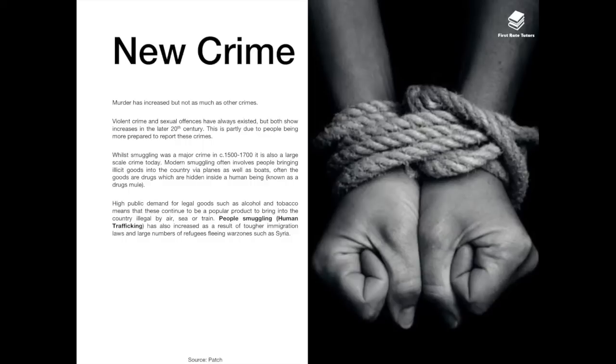While smuggling was a major crime between the 1500s and 1700s, it is also a large-scale crime today. Modern smuggling often involves people bringing illicit goods into the country via planes as well as boats. Often the goods are drugs which are hidden inside a human being, known as a drugs mule. High public demand for legal goods such as alcohol and tobacco means that these continue to be a popular product to bring into the country illegally by air, sea, or train.